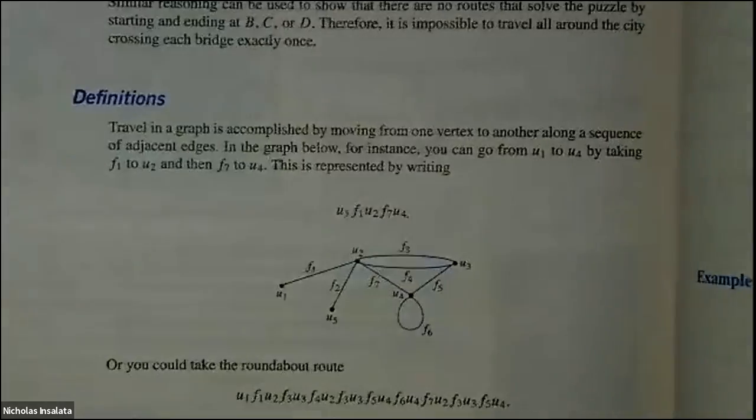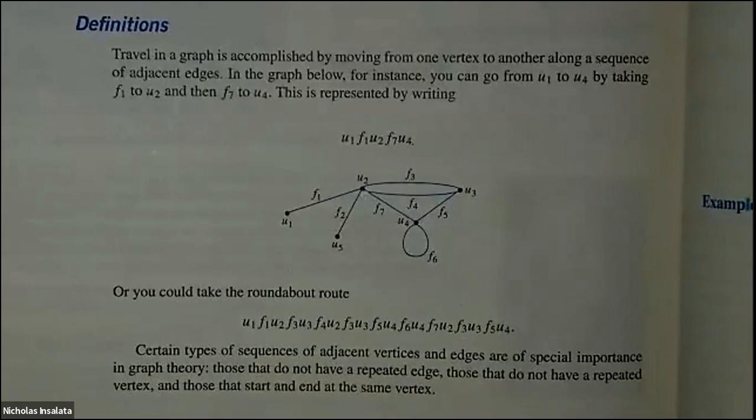So can someone give me an example of a simple circuit in this graph? It doesn't have any repeated vertices except for the first and last one. Obviously that has to be repeated if it's closed, right? But other than that, it doesn't have any vertices repeated. So can someone give me a simple circuit in this graph?